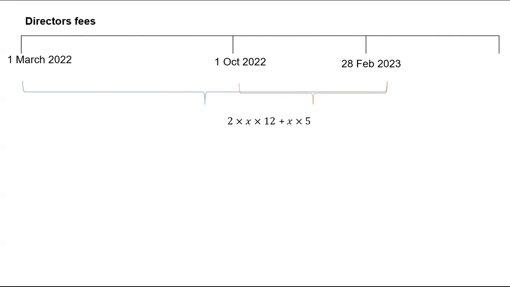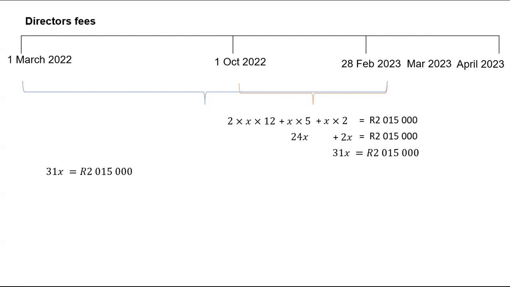So we have three directors that we know. One director was appointed on the 1st of October, right? So two directors worked for 12 months. One director only worked for October, November, December, January, February, 5 months. And then one director as well was paid for 2 months in advance. So in total, that'll give us our director's fees of 2,015,000, and you just have to solve for X, meaning that each director was paid 65,000 rand.